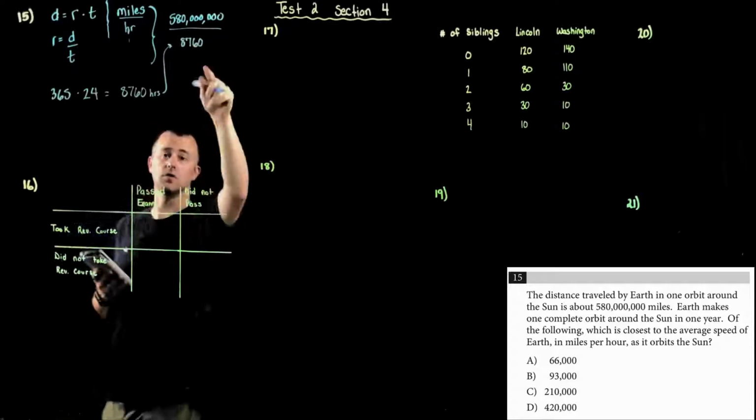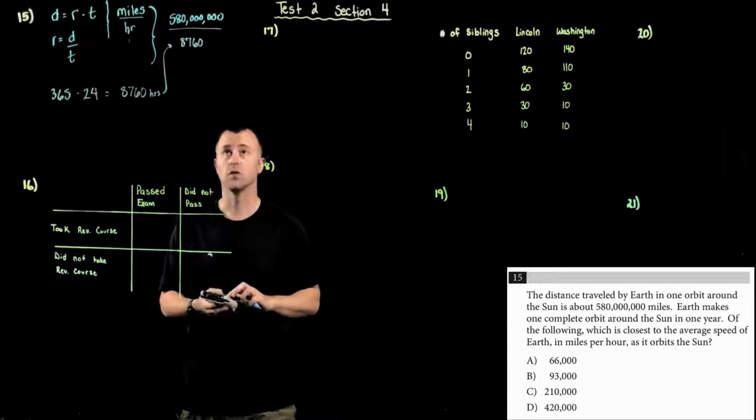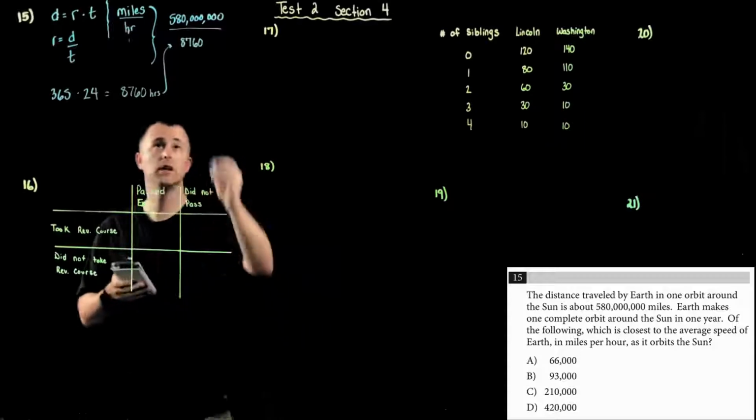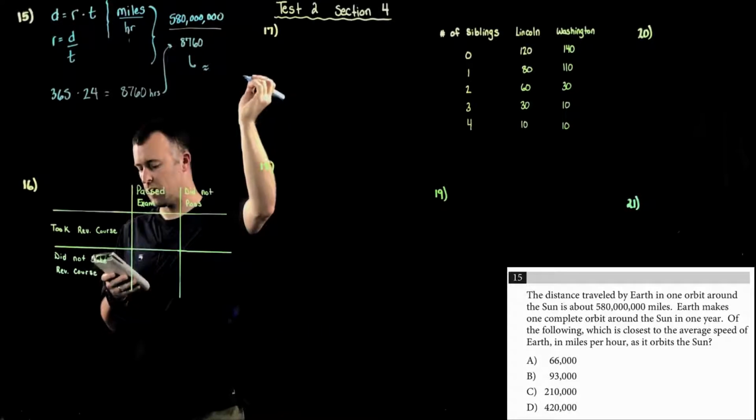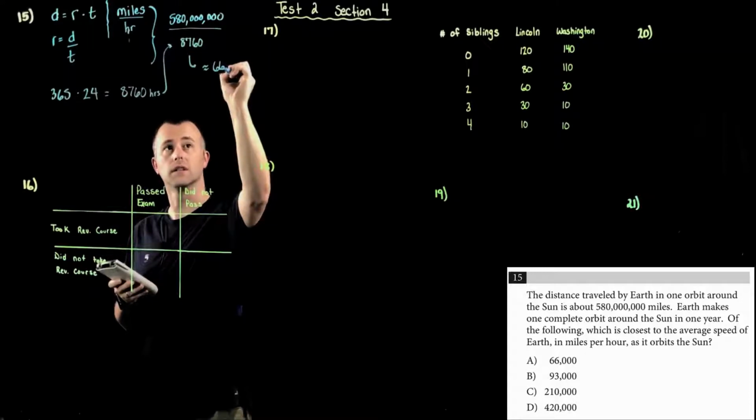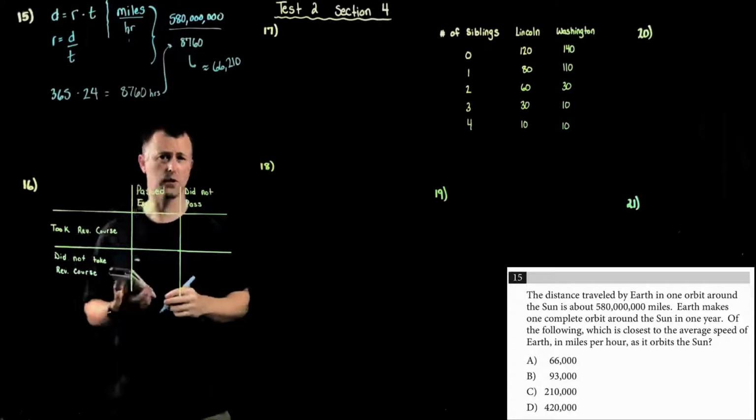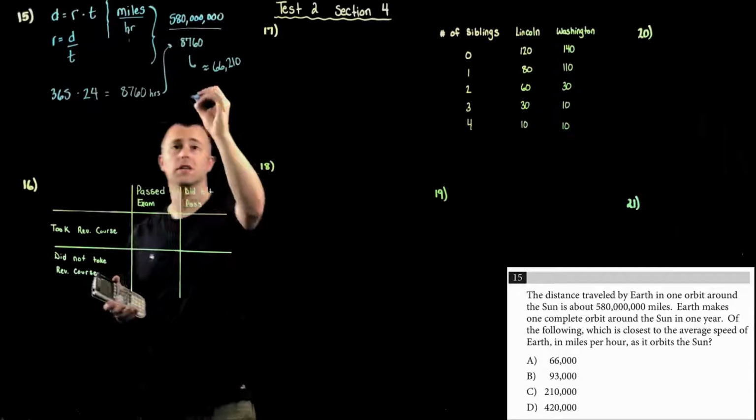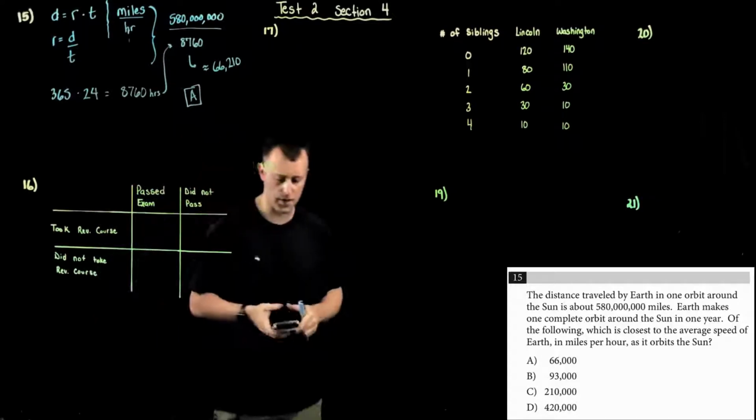8,760. So we're dividing those two numbers, miles divided by hours, to get our rate. So I'm going to go 580 and then 6 zeros after that, divided by that number. And we get approximately, again, this is approximate, and that's okay, 66,210 miles per hour. So we want to find what's closest to that. Well, if you notice, that is answer choice A. So your answer for number 15 is going to be A.